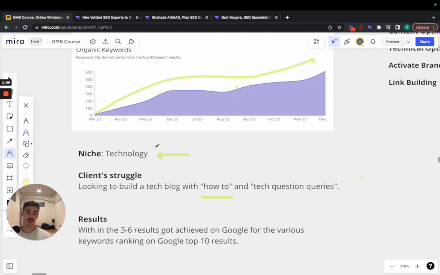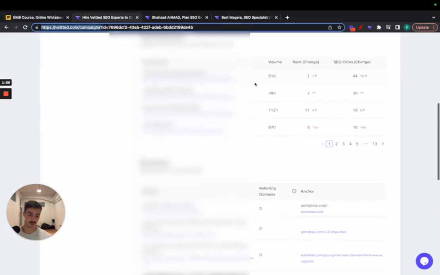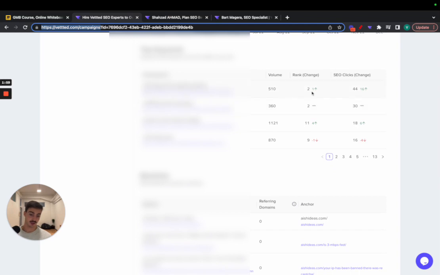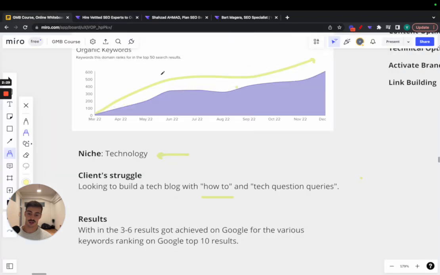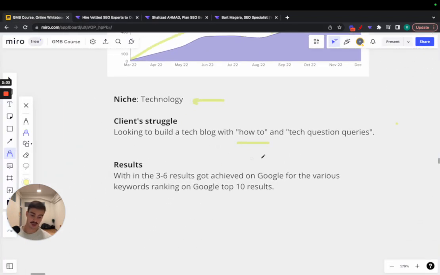But as you might know, keywords in the tech space tend to be very valuable. For example, if you take a look at this keyword, which has a volume of 510 searches per month, they're ranking number two, and they're getting around 44 clicks. So keep in mind that when you're looking at this case study, you cannot compare it to a site in another niche, because a click here might be worth $10, while a click in another niche might be worth $1. We cannot really compare case studies, and I just wanted to leave that out there because I think it's important. All the results are clear.